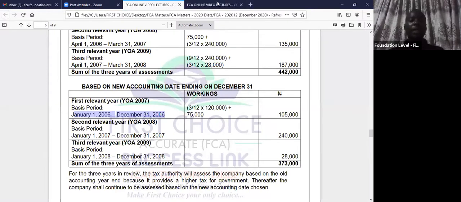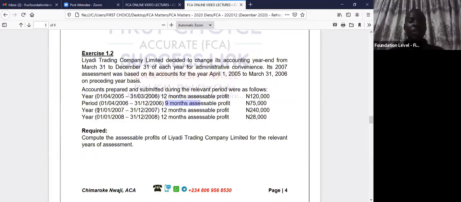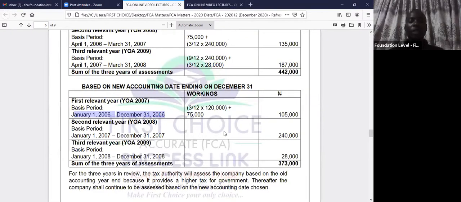Now the second one is the second year. You start from January 1 to December 31st, 2007. Of course, there will be no workings. This one is January 1 to December 31st, 2007. Is this 240 you are going to bring? Then for the last year, it's still January 1 to December, you're going to bring this 2008. So watch it, 240 and 28. So you add them up and it gives you 373.